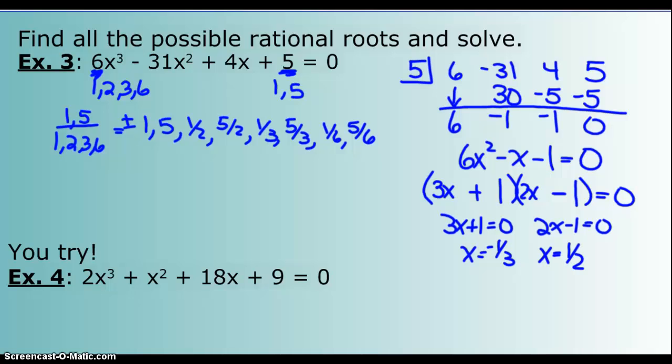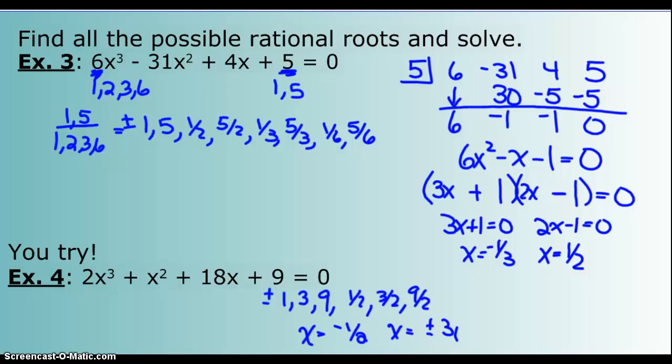Number 4, I'd like you to try. So go ahead, work on that right now. So your possible roots are going to be 1 plus or minus, 1, 3, 9, 1/2, 3 over 2, and 9 over 2. You will then find out the actual roots are negative 1/2 and plus or minus 3i.